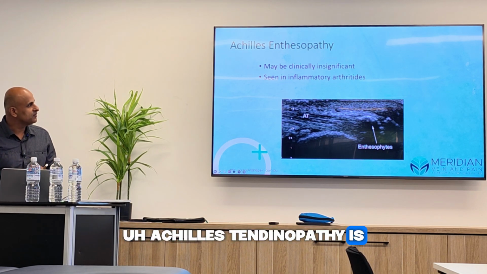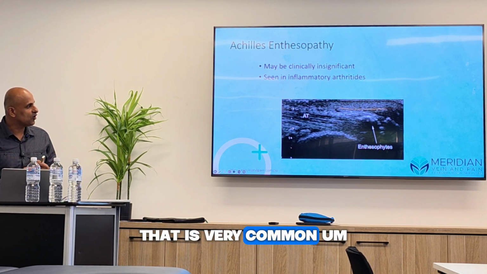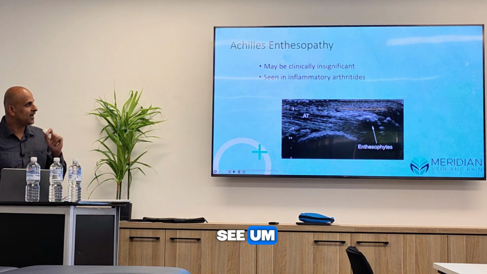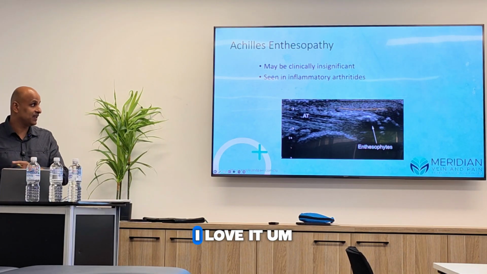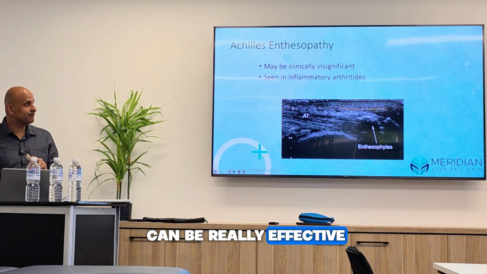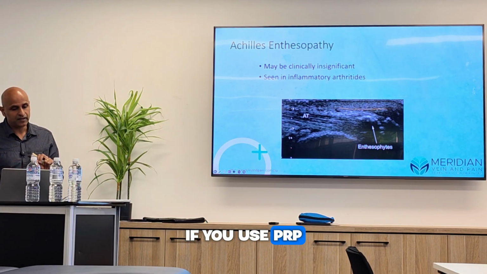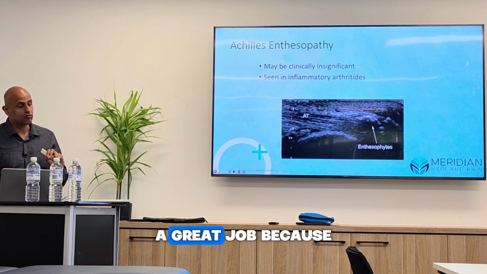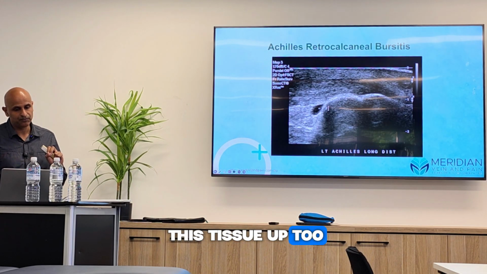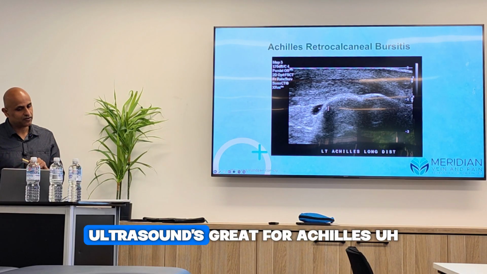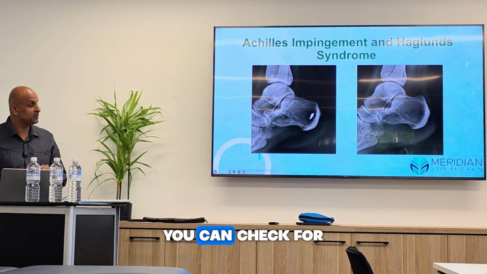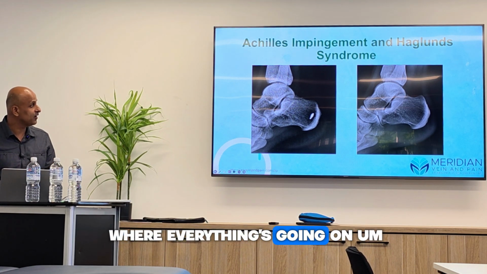Achilles enthesopathy is one of those issues that is very common. We've got areas of calcification that you can see. Shockwave's great for that. I love it. Dry needling under ultrasound can be really effective. If you use PRP also, you can do a great job, because the macrophages will go in and eat all this tissue up too. Ultrasound's great for Achilles retrocalcaneal bursitis, because you can check for where everything's going on.